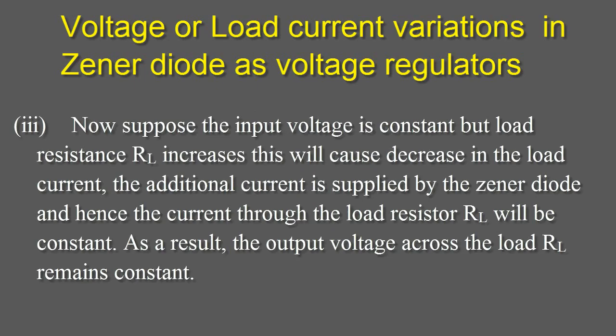Condition number 3. Now suppose the input voltage is constant but load resistance RL increases. This will cause a decrease in the load current IL. The additional current is supplied by the Zener diode and hence the current through the load resistor RL will be constant. As a result, the output voltage across the load RL remains constant.